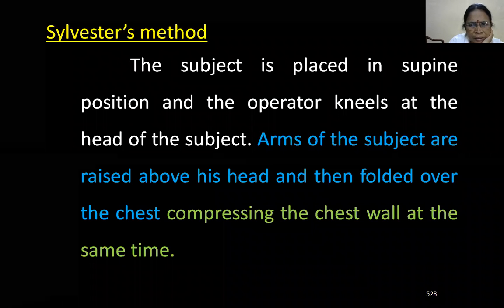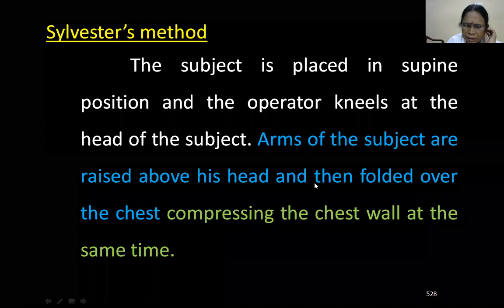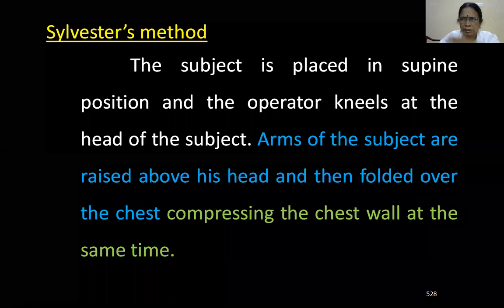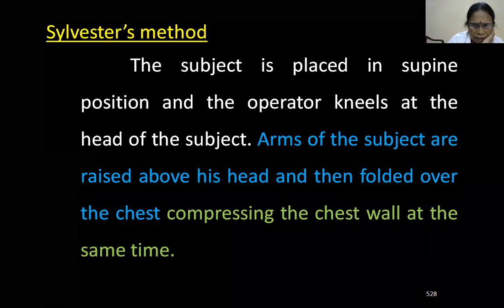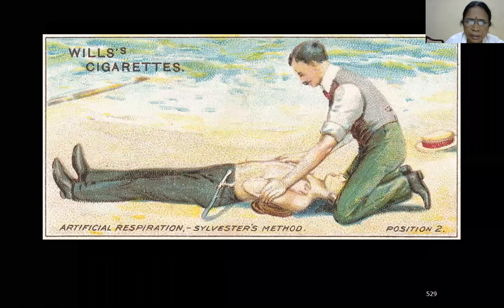The operator, the person doing the procedure, sits at the head of the subject. The arms of the subject are raised above the head, like this. The hands are raised above the head and then folded over the chest. And he compresses the chest wall at the same time.